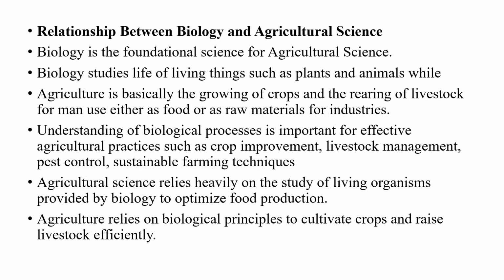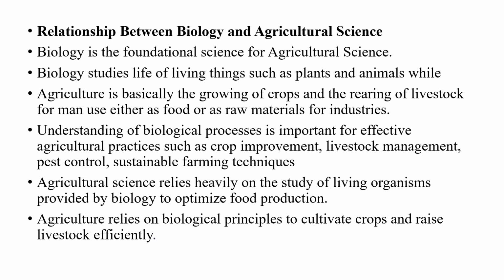Now let's look at the relationship between biology and agricultural science. Biology will be referred to as the foundational science for agricultural science. Biology studies life of living organisms such as plants and animals, while agriculture is basically the growing of crops and the rearing of animals that we refer to as livestock for human use, that is as food or maybe as raw materials for industries. Like for example, our leather shoes, they are gotten from animal skins.